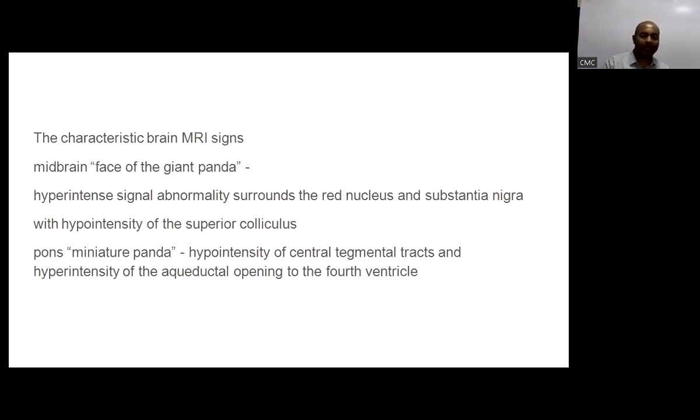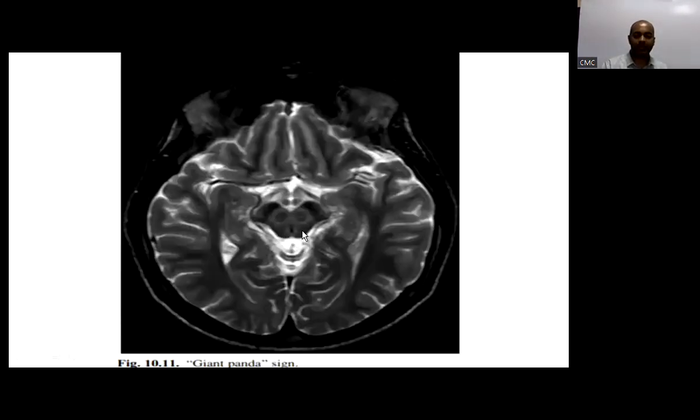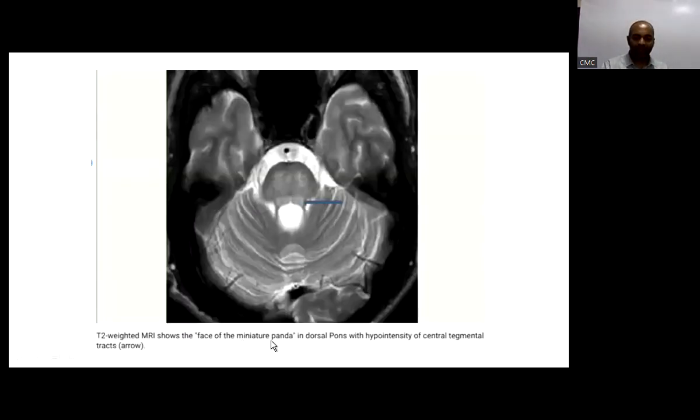So there are some characteristic features which are rare, not so common. One is the face of the giant panda. That is the hyperintense signal which surrounds the red nucleus and substantia nigra with hypointensity of the superior colliculus. This is the face of the giant panda sign. Also, you can have the face of the miniature panda in the dorsal pons. I don't know how to describe this.